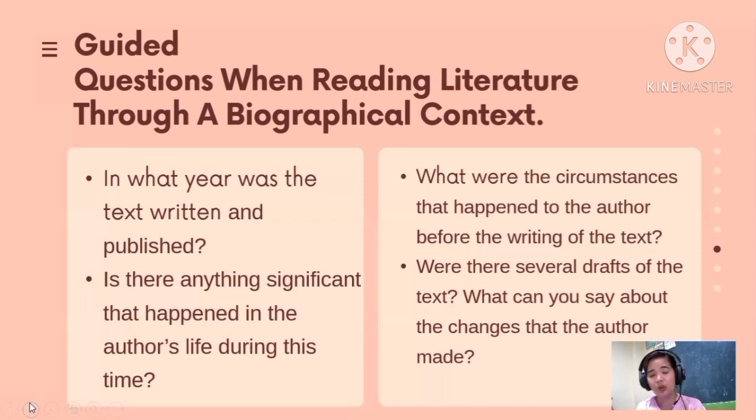So try to look into that question before going into the literary work so that you will understand the relationship and the connection. Another, what were the circumstances that happened to the author before the writing of the text? And next one is, were there several drafts of the text? What can you say about the changes that the author made? Maybe in some part of his time he experienced oppression, or he experienced being heartbroken, or he experienced some political issues.